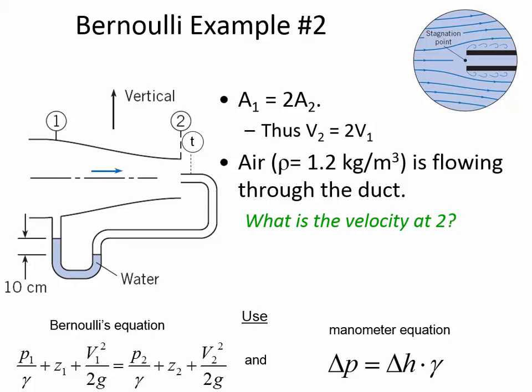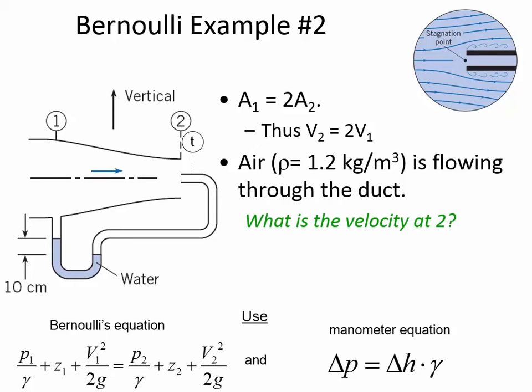So when we're talking about Bernoulli's equation, this is air that's going through the nozzle. And so we know about the air, the density is 1.2 kilograms per cubic meter. And then inside the manometer, where we're using the manometer equation, that fluid is water. And so the gamma for that is 9810 newtons per meter cubed. So when you're using Bernoulli's equation, in this problem, we're talking about air. When you're using the manometer equation, in this problem, we're talking about water.